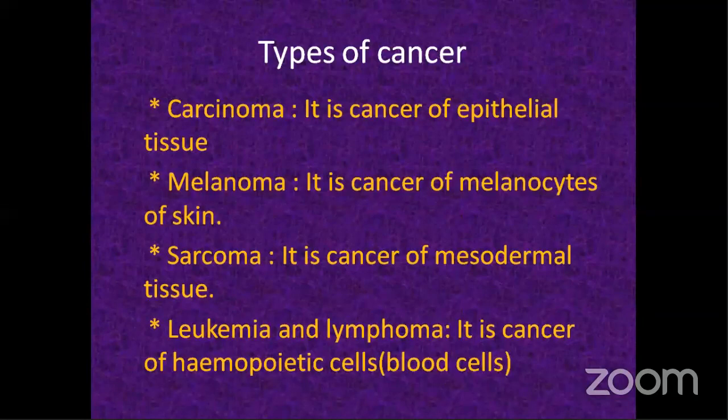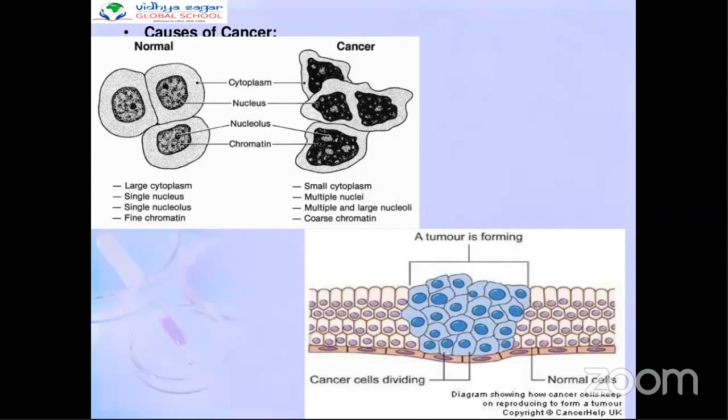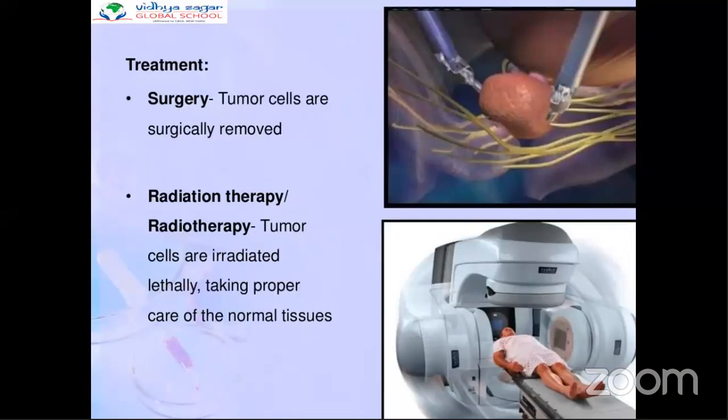Okay. So which two things are called primary lymphoid organs? Bone marrow, ma'am. Bone marrow and? Thymus. Bone marrow and thymus, they both are called primary lymphoid organs. Which are called secondary lymphoid organs? Spleen, lymph nodes, and MALT. What is MALT? Mucosa-associated lymphoid tissue. Okay, that is called MALT.